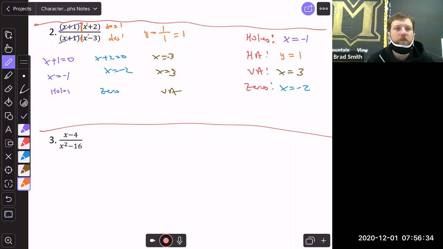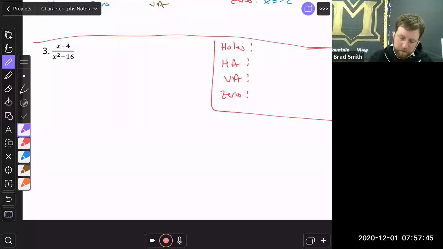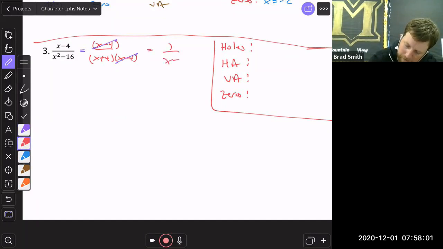All right, take a minute, try the last one, number 3, see what you get. All right, so the last one, I'm going to factor the top, factor the bottom. So x minus 4 over x plus 4 times x minus 4. So these are going to cancel, so I'm left with 1 over x plus 4. So remember, if you cancel it, it's automatically a hole. So I got a hole at x equals 4.